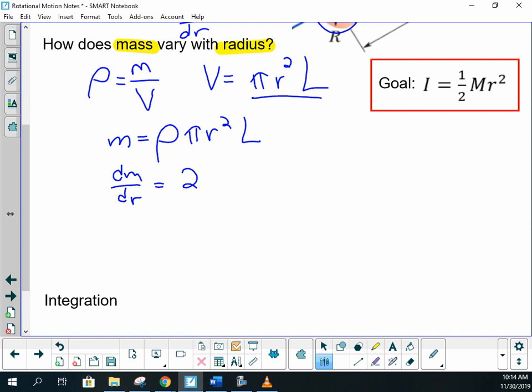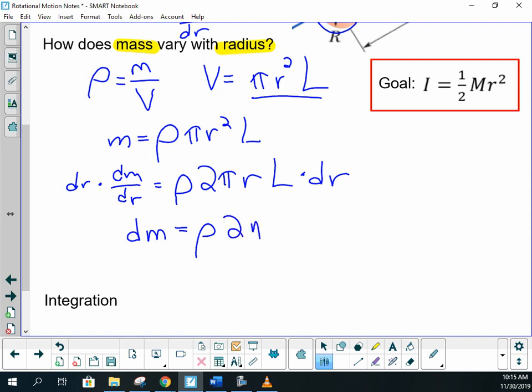And that'll just be 2 rho pi, oh, I forgot my r. Where'd my r go? Help me find my r. So rho 2 pi r times L. And I know I'm going to blow Spencer's wig back right now, but we are going to multiply both sides by dr. Hold on, Spencer, you can do it. All right. So now dm is going to be equal to rho 2 pi r L dr.